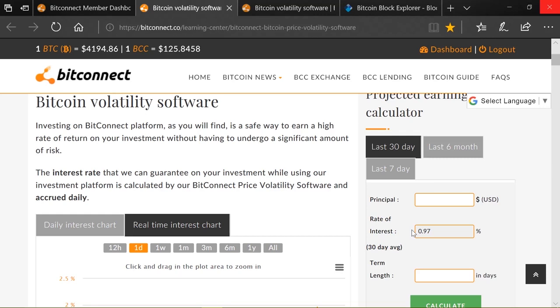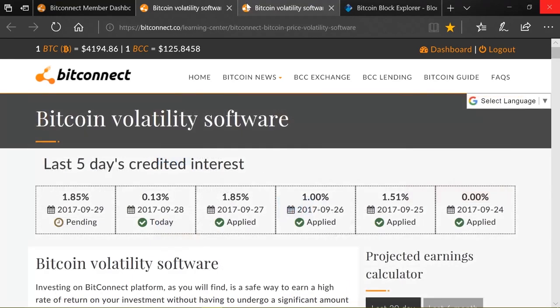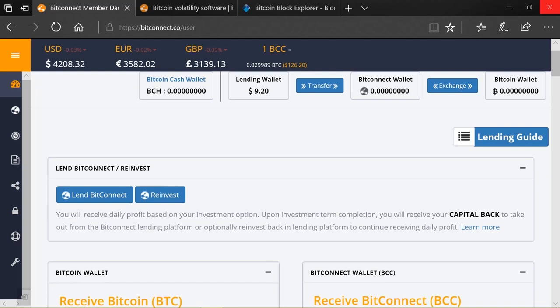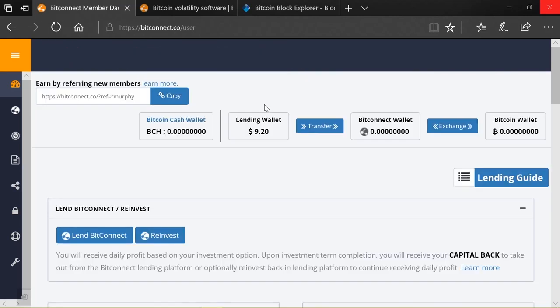And we'll look at the importance of compound interest and how this part of the Bitconnect platform will actually work for you if you just did the loans every single day. So again, we digress, so let's get rid of this. We're in this area here, lend Bitconnect or reinvest. Every day I refresh. Have I got any more today? 9:20. Nope, so it's a bad day today.